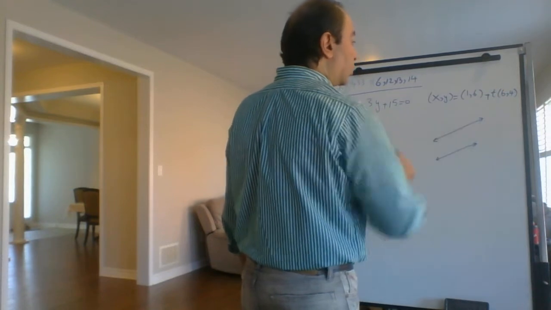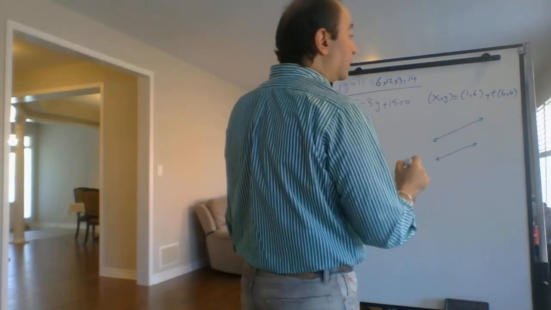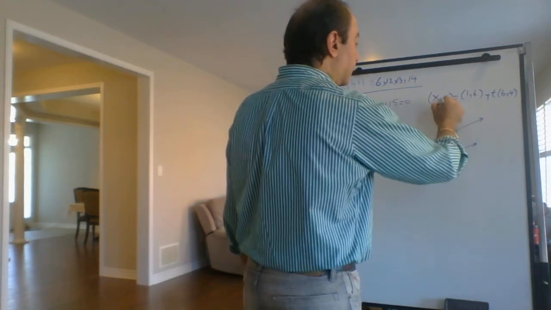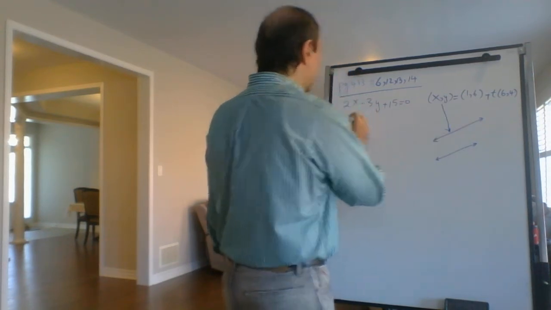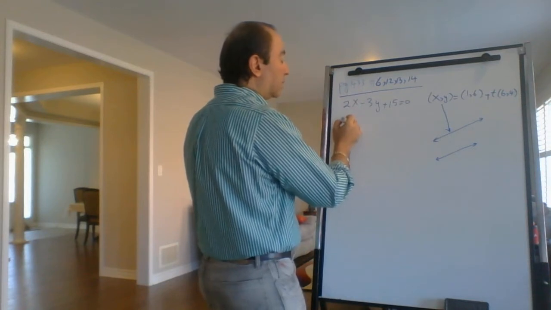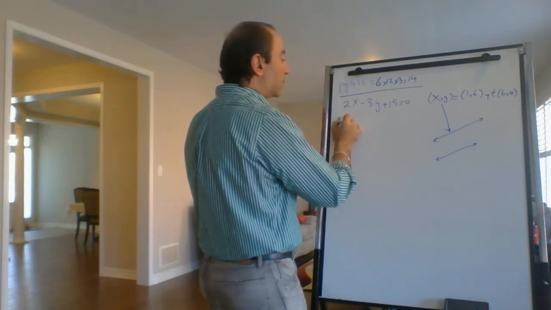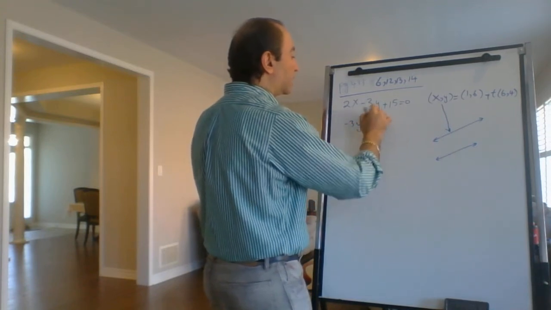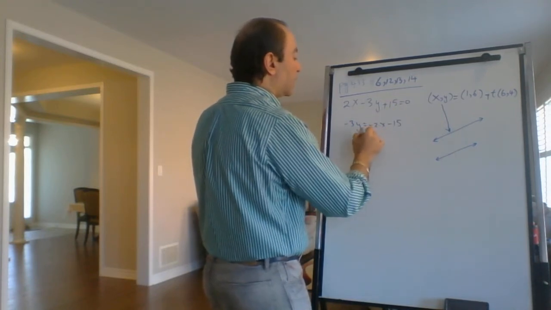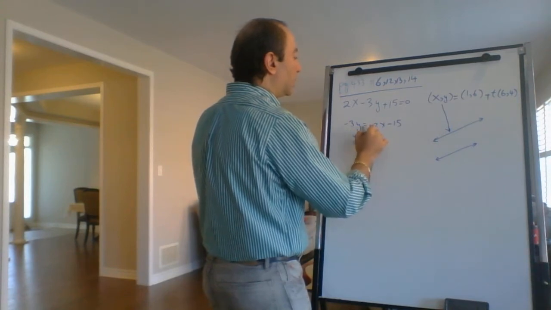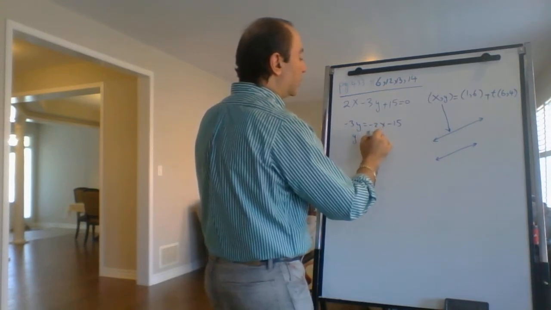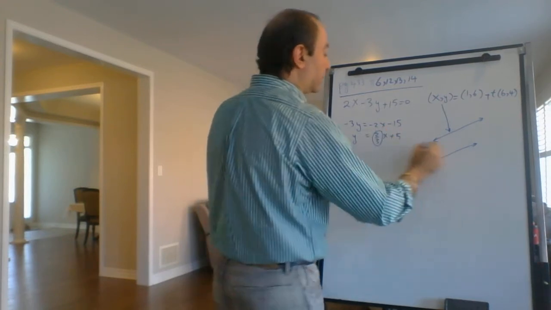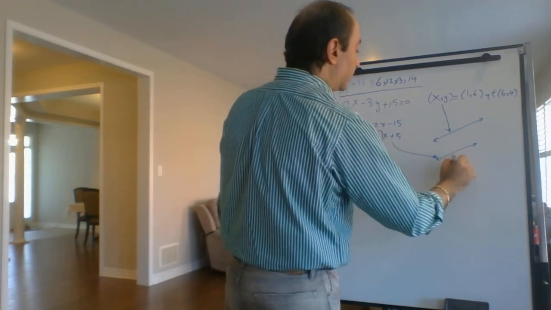So I can get the slope of this line by putting it in slope-intercept form. That will be negative 3y equals negative 2x minus 15, so y equals 2 over 3 x plus 5. So the slope of this line is 2 over 3.